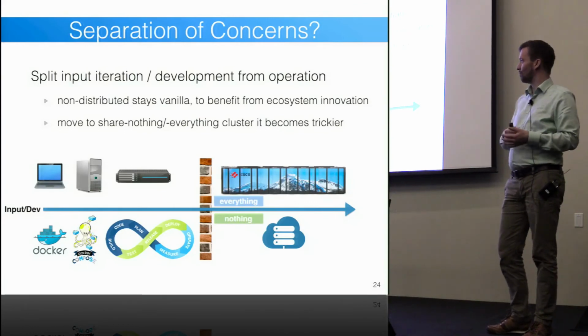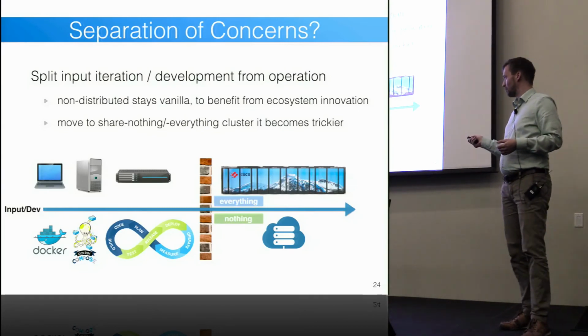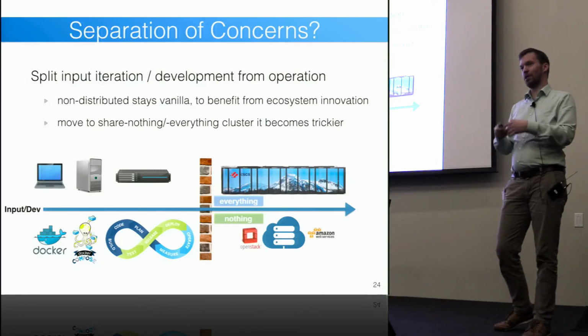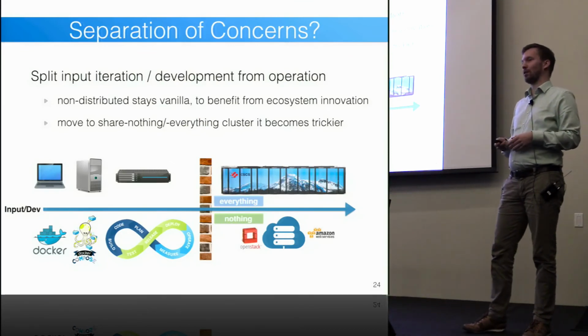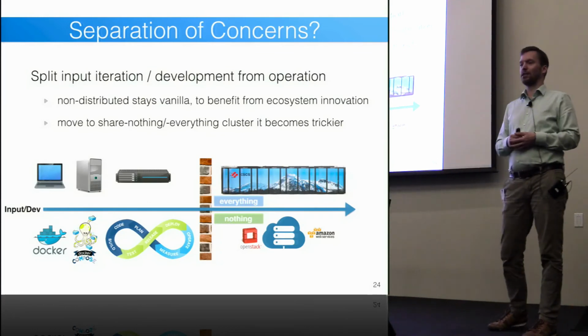But once you want to go to a more distributed way of doing things, either it's an HPC system with everything shared, or just a share-nothing approach like a virtual machine system in the cloud, which could be Amazon or your own OpenStack in your data center.